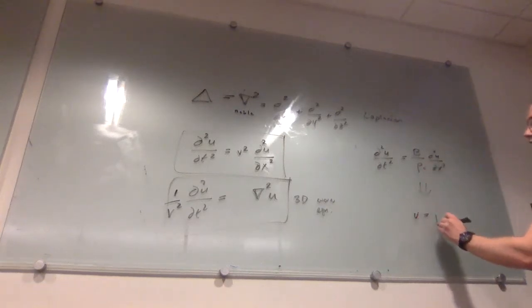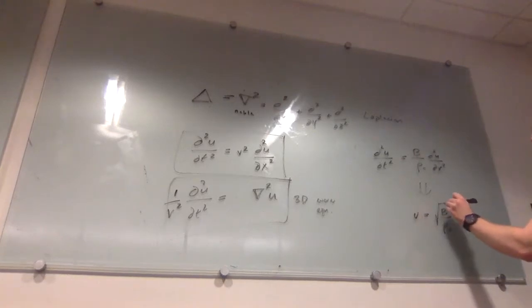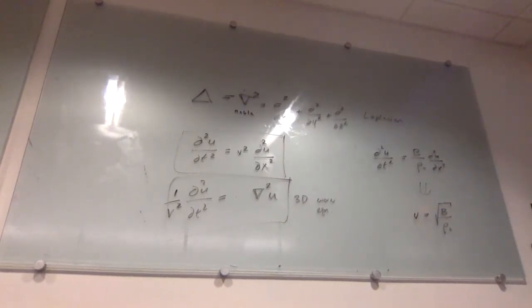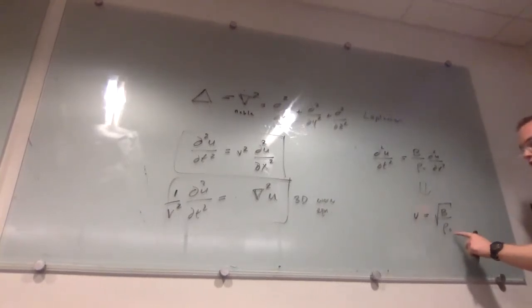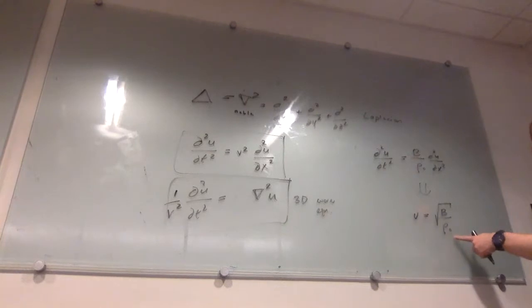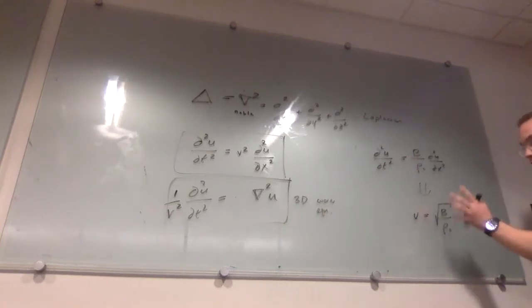That means that the velocity, and this is again talking about waves in bulk, I guess in one dimension in a bulk, which is sort of weird, is the square root of B over rho naught. Rho naught is the density of the material or fluid, and B is the bulk modulus.